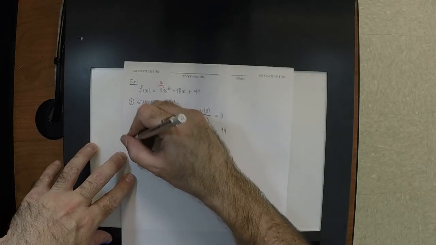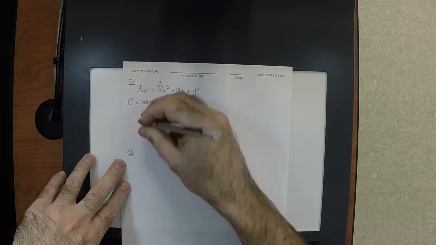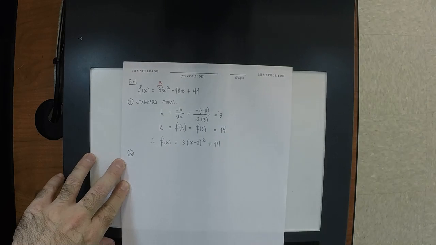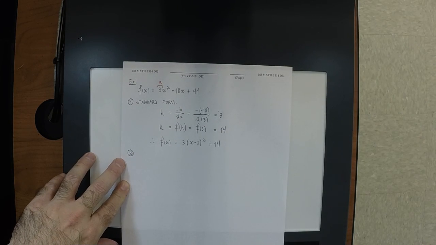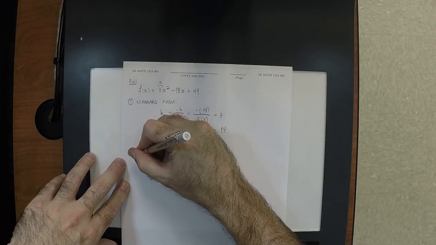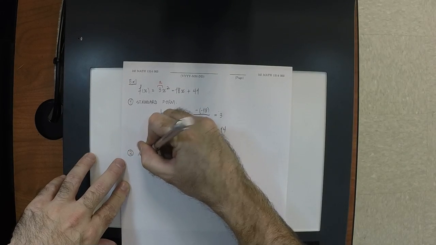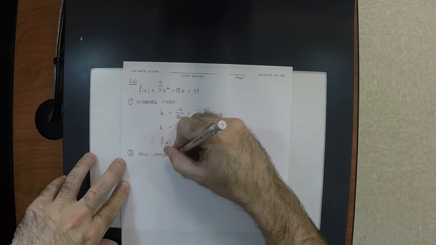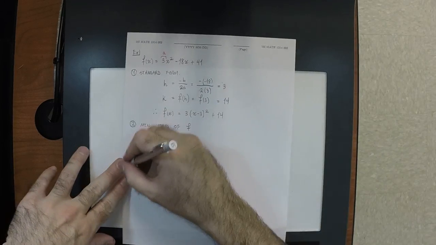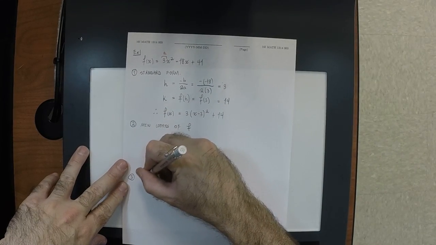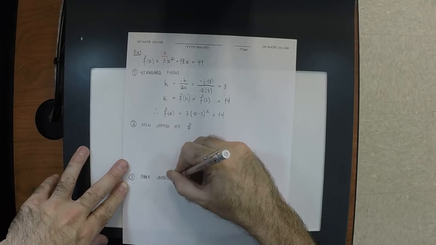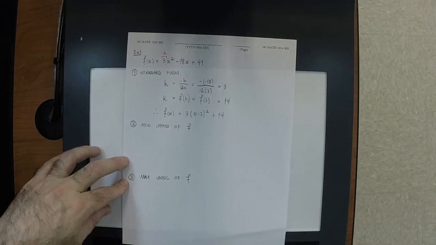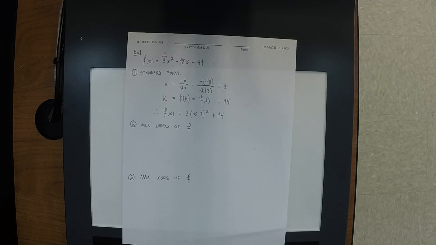Okay, next question. So I just want you to think about what I'm asking, but no comments yet, please. I want you to find the minimum coordinates of f, and I also want you to find the maximum coordinates of f. That is to say, I want to know where the maximum, what the maximum value is and where it occurs, and I want to know what the minimum value is and where it occurs. No comments.